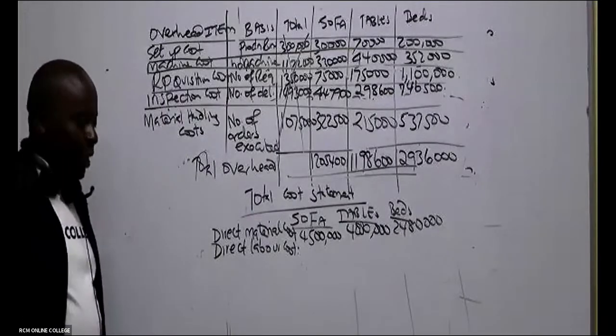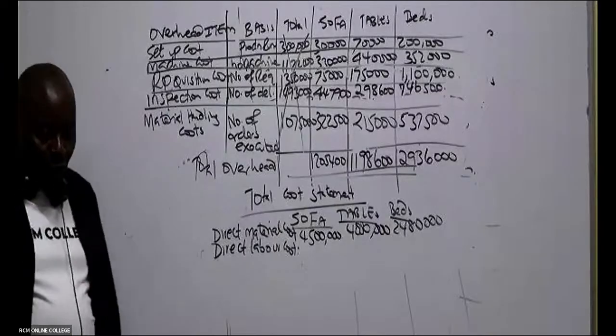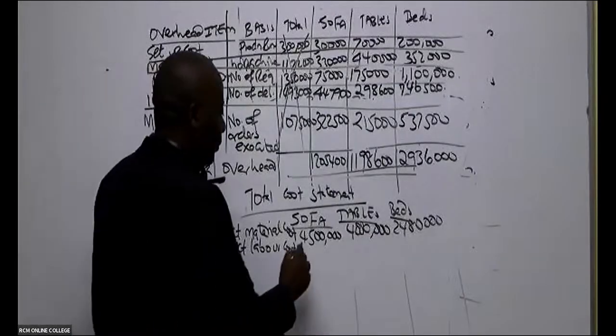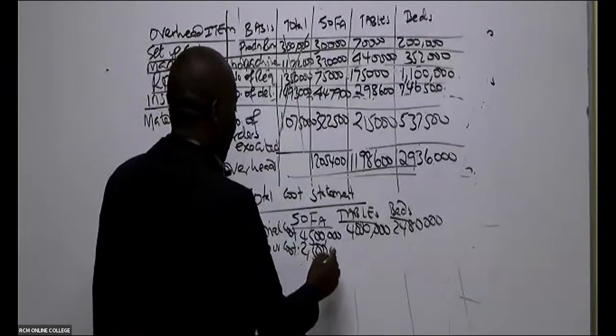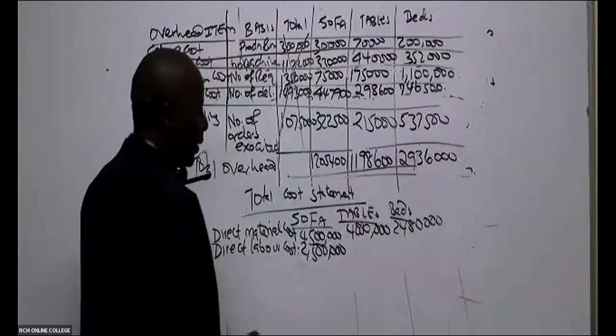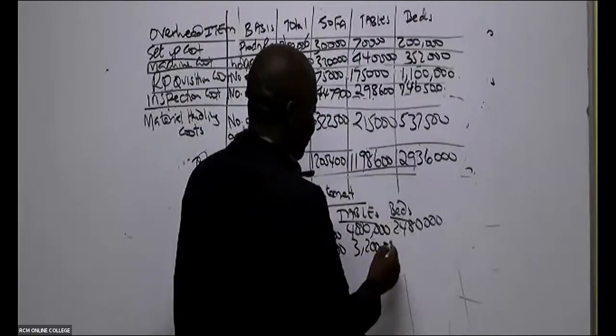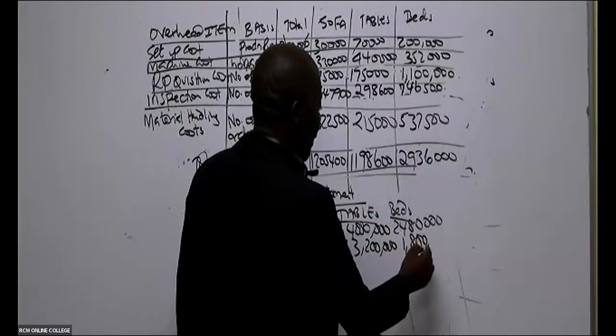So we start with direct labor cost for sofa. 2.5 million. Yes. 3.2 million. Yes. 1.8 million. Thank you so much.